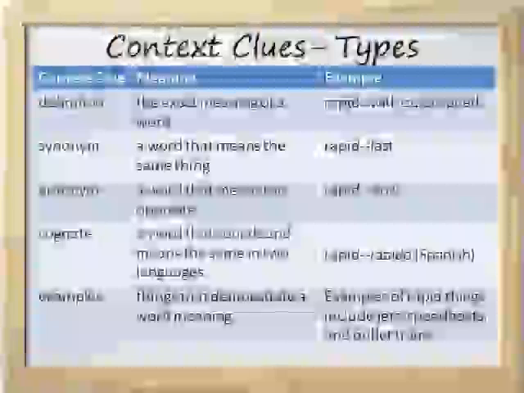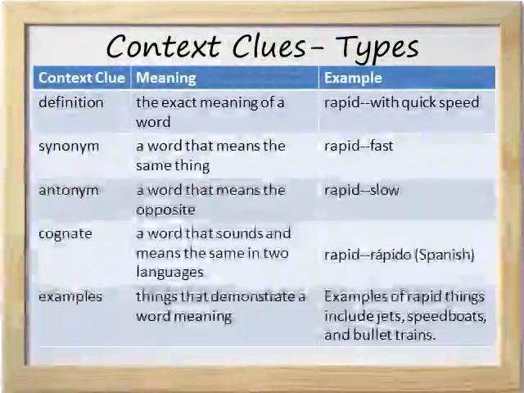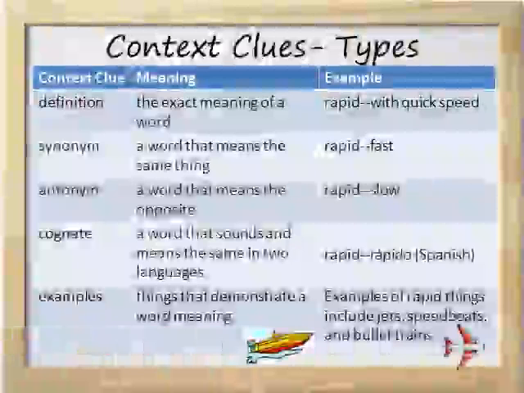And finally, the 5th type of context clue that we'll study today is examples. Examples are things that demonstrate a word meaning. Examples of rapid things include jets, speedboats, and bullet trains.